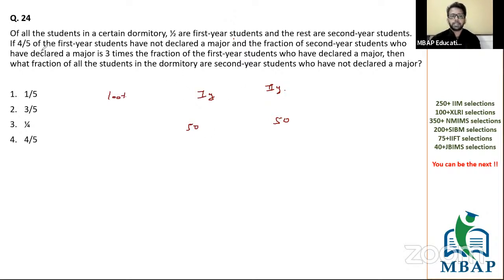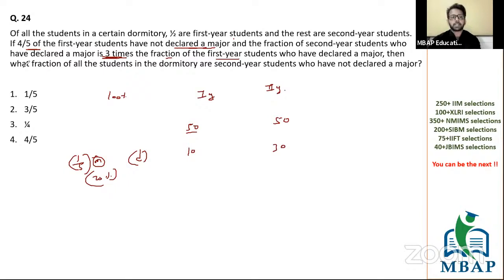Clear? It has been said, if 4/5 of the students have not declared their majors, then 1/5 of them might have declared their majors, which is 20%. 20% of 50 is how much? This is 10. Clear? Similarly, the fraction of students who have declared their majors is 3 times the fraction of the first year students who have declared their majors. Declared majors first year is 10. So declared majors second year would be 30.